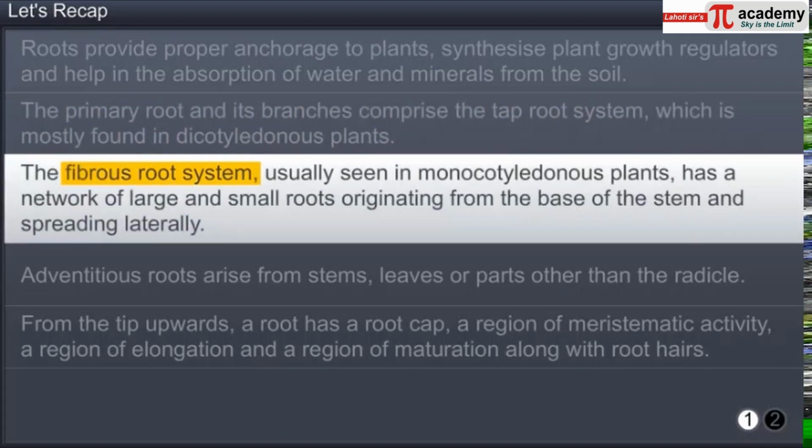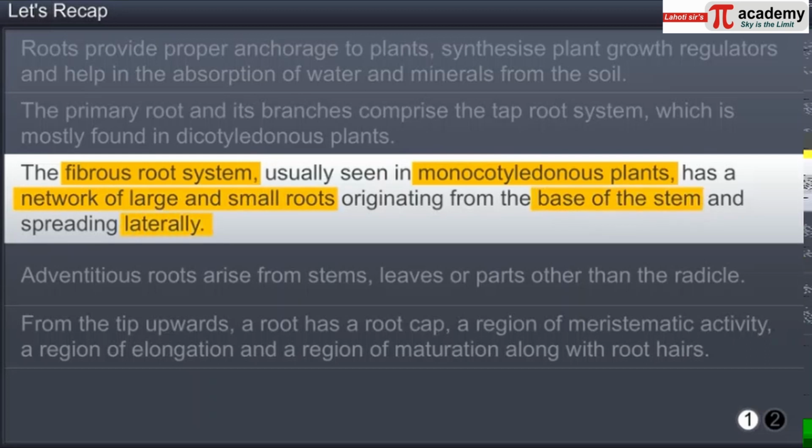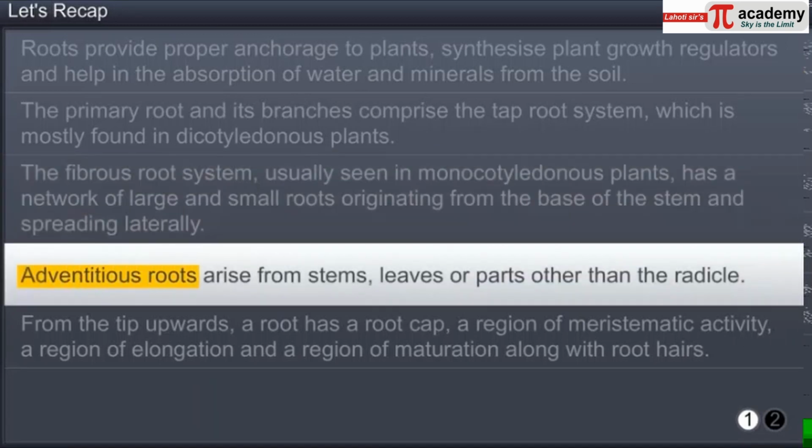The fibrous root system, usually seen in monocotyledonous plants, has a network of large and small roots originating from the base of the stem and spreading laterally. Adventitious roots arise from stems, leaves, or parts other than the radicle.